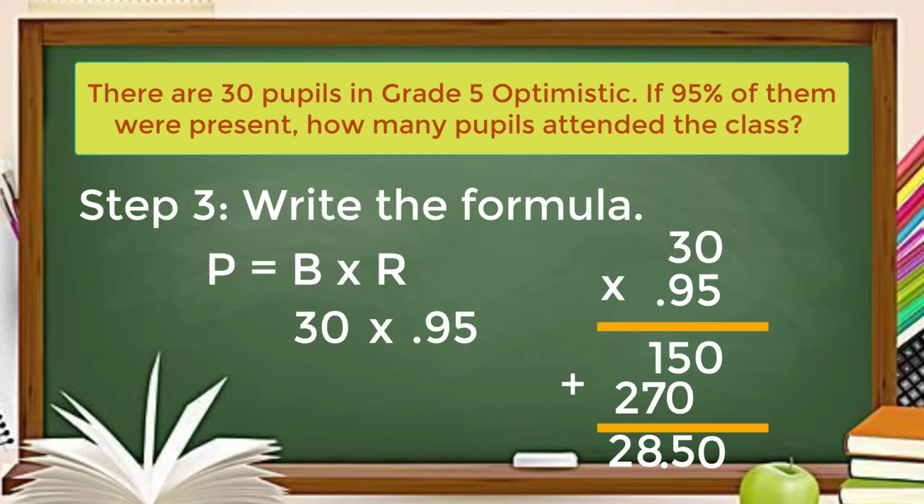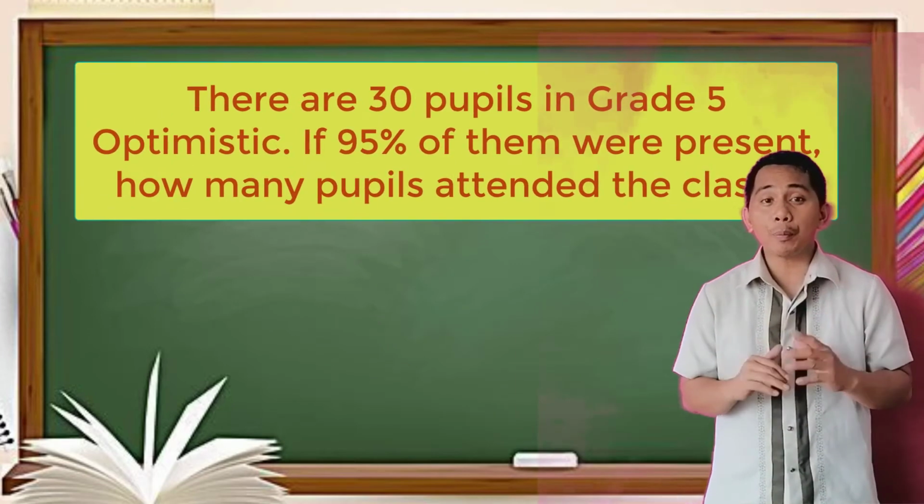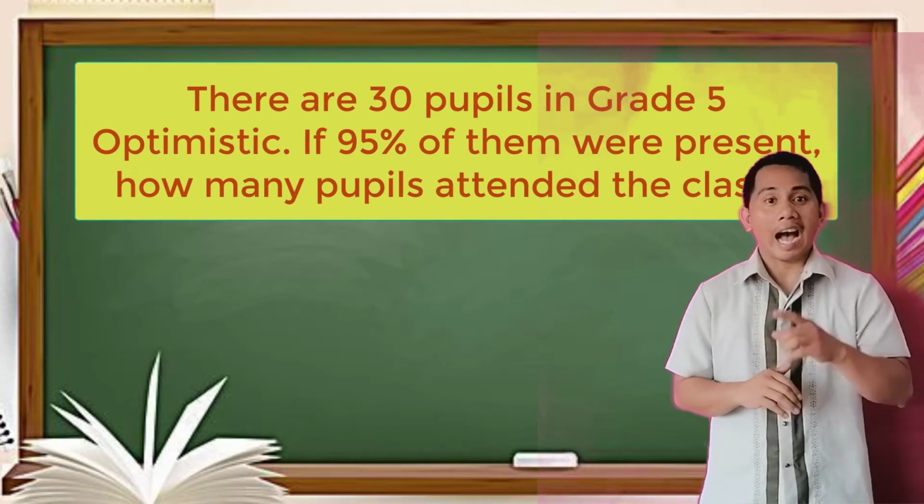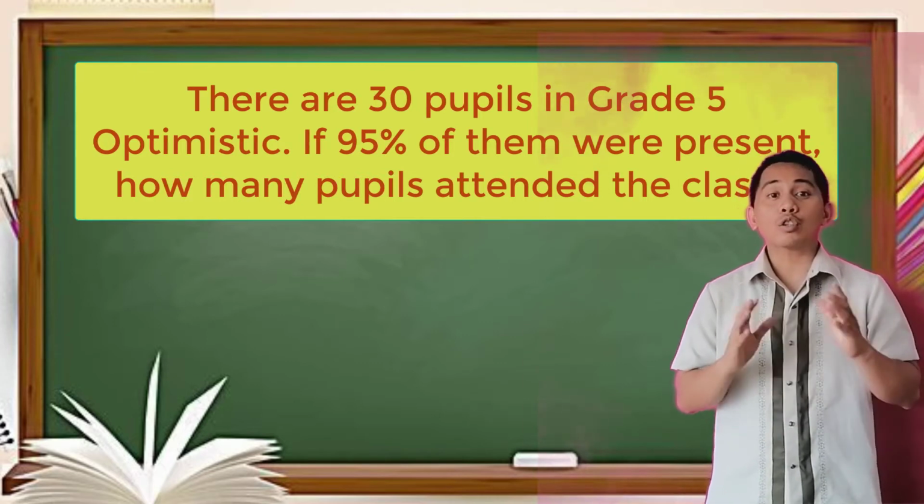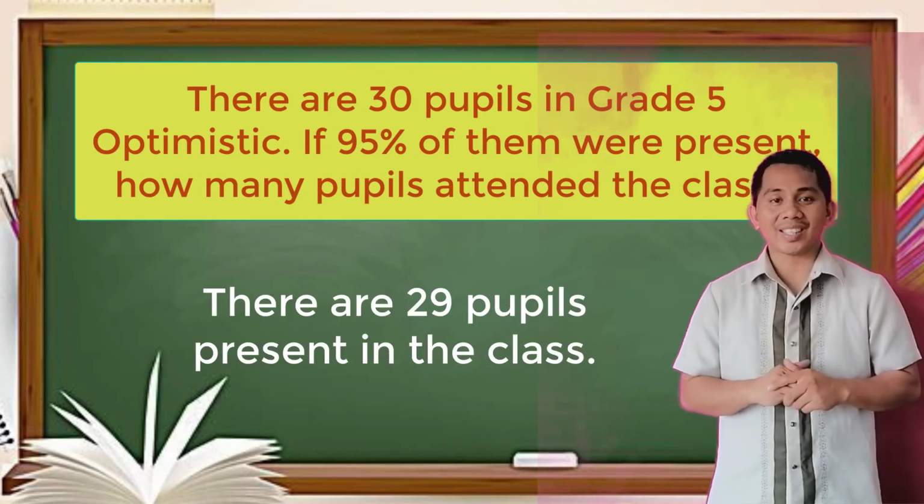28.50. Let us round our answer off to the nearest whole number, since we are asked about pupils or persons that are whole beings. 28.50 will become 29. So how many pupils are present? I agree. There are 29 pupils present in the class.